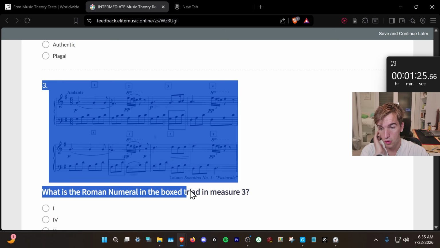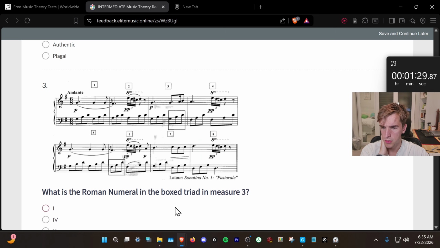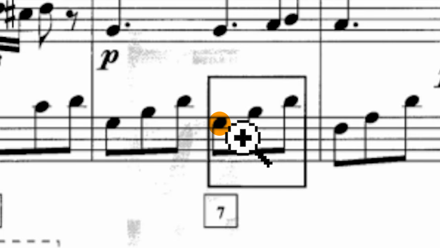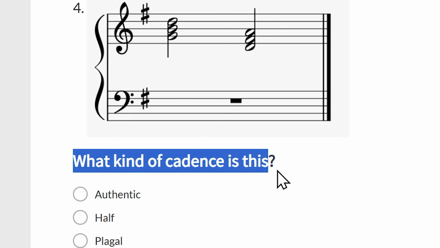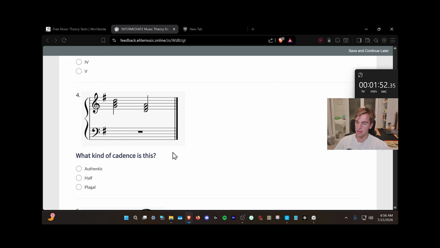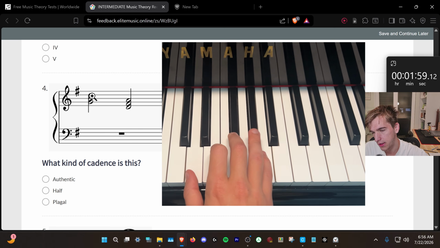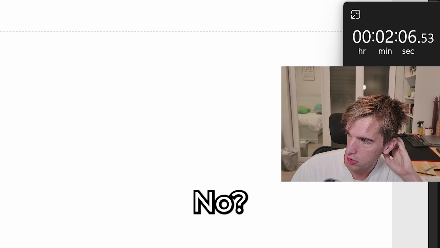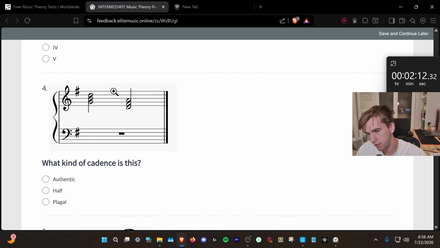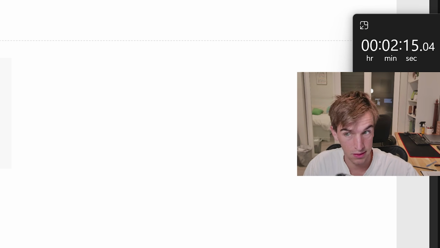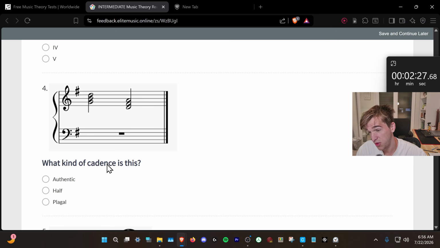What is the Roman numeral in the box triad in measure 3? Roman numeral? Oh, okay, yeah. So we're in G major because there's 1 sharp. Okay, G, B, D. It's literally 1. Easy money. All right, what kind of cadence is this? Oh, again with the cadences. Oh my gosh, I don't know what this is, bro. Okay, so we have a G triad and then it goes from G. Oh, so the 4th, no? I'm not gonna put half because I put half last time, and the one last time was completely different. So you know what, we're just gonna go with authentic because it feels genuine.